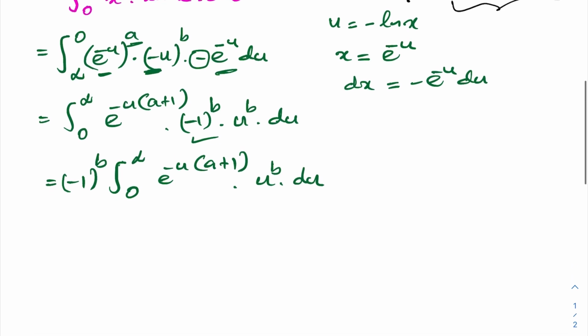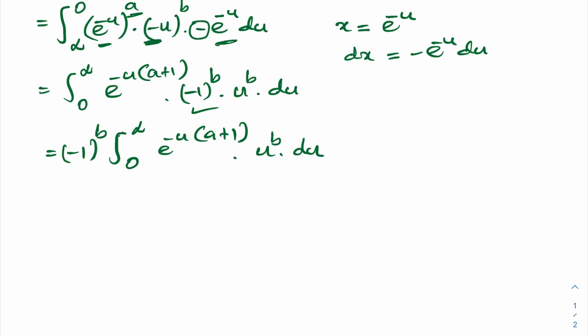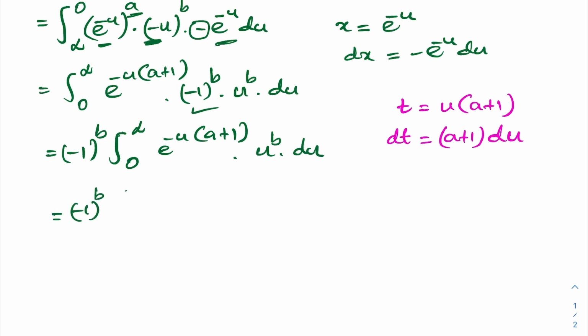Now to evaluate this integral, again we can take a substitution. t is equal to u times a plus 1, so we should differentiate: dt is equal to a plus 1 du. Then we can plug in. So here minus 1 raised to the b power, with the limits also 0 to infinity.